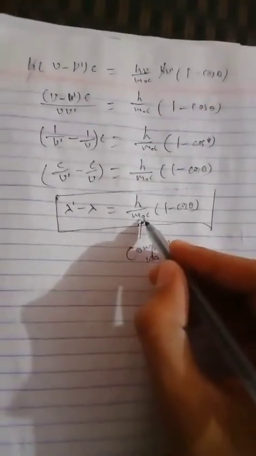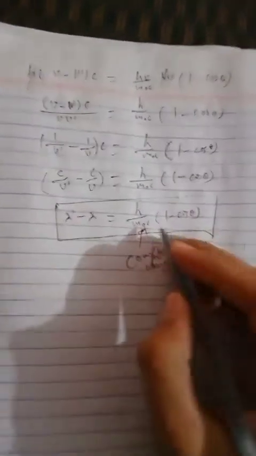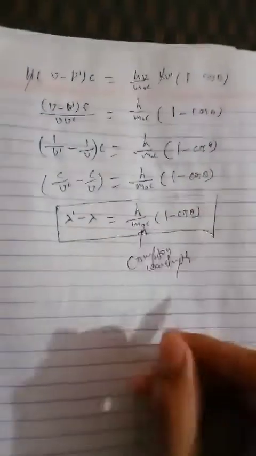And m naught is the rest mass of the particle. It is not necessary that m naught will always be the mass of the electron. It can be a proton, it can be an atom, it can even be molecules or any other particles. Okay, so that's it. And one more thing that is very important is this equation number 4.